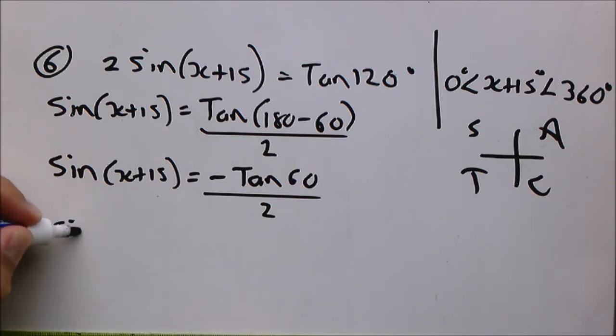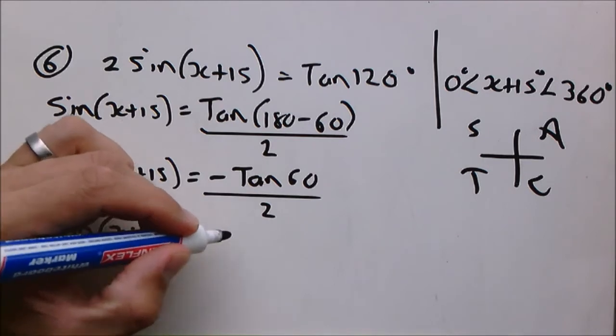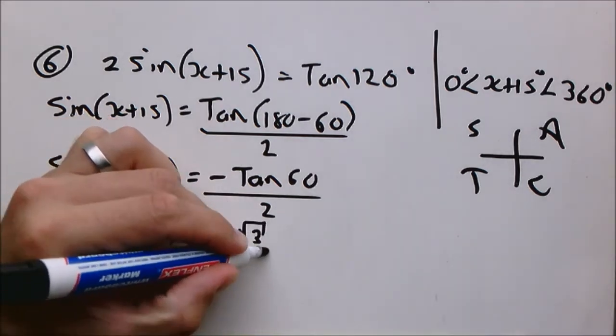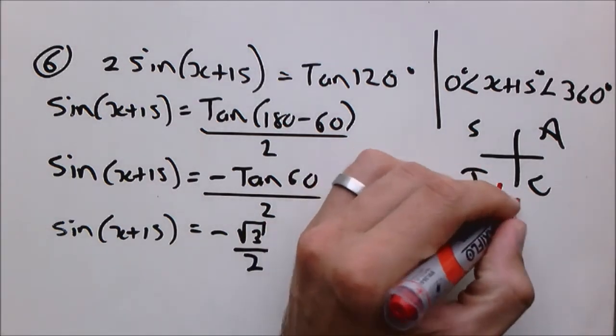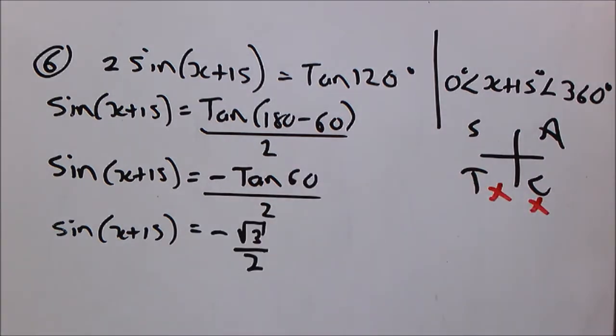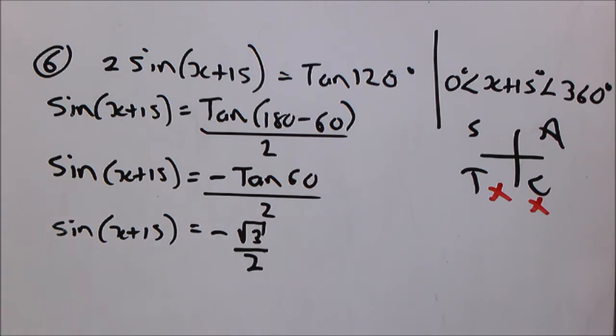So sine(x + 15) is equal to negative square root of 3 over 2. Okay, now let's take it further. To get our final expression, we're working with sine. It's negative, so with our CAST diagram, that would be the third and the fourth quadrant. And we have our reference value, but now we need to get a reference angle.